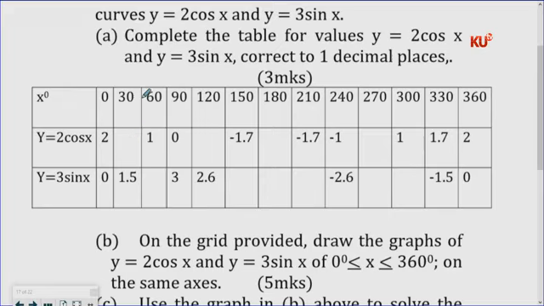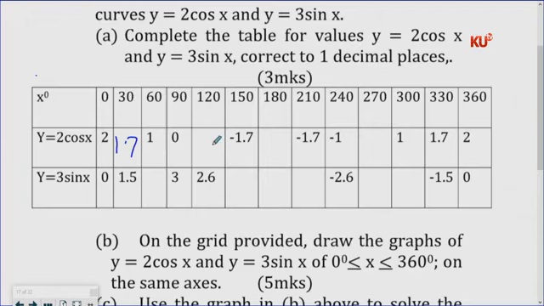That will give me 1.7. Remember, we were told to get the values correct to 1 decimal place. So I'll have 1.7. Very good. There's no need for me to confirm 60 and 90, because you have already confirmed those values. So we just need to move on to the next angle, which is 120.